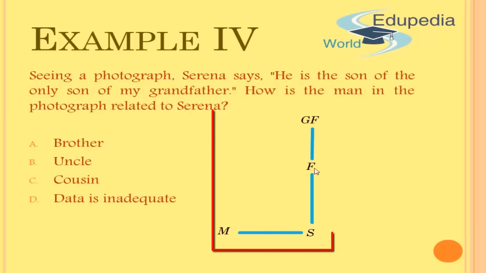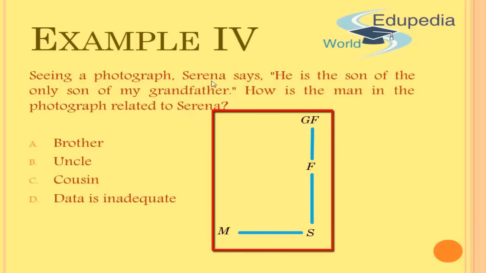We'll draw a line upwards. We'll skip a generation and we'll draw another line upwards. And I'll put grandfather over here. So this is Serena and Serena's grandfather. Now let's come back. Son of my grandfather, or rather only son of my grandfather. So only son of my grandfather means that person has to be Serena's father. Okay. So only son of my grandfather will be my father.